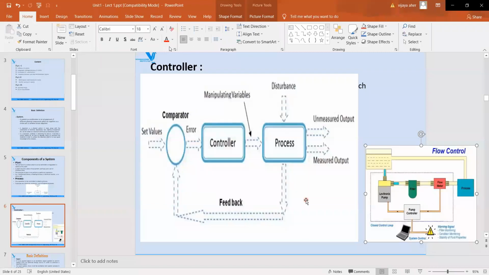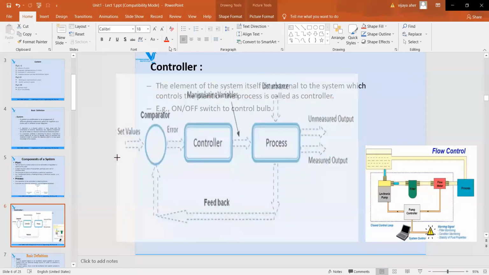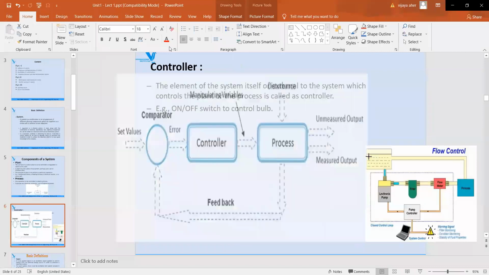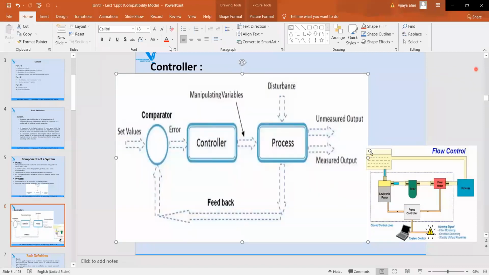So what are the important components in a control system? First one is the process. Second one is the controller. Third one is the comparator. Now see, I'm going to explain the block diagram of the control system. You are supposed to draw this. Is it okay now? Yes, ma'am. Now, coming to this point, this is your set point, the set point value for a particular variable.